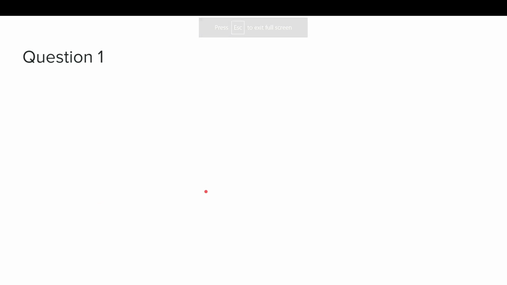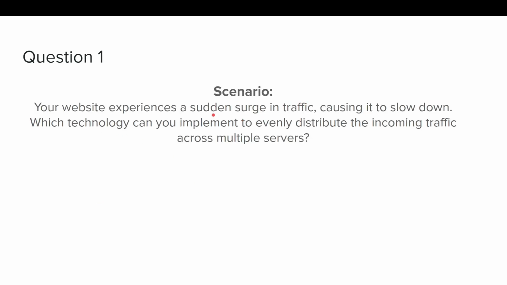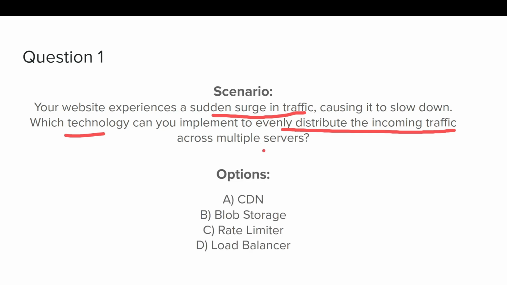Starting with the first question. Your website experiences a sudden surge in traffic, causing it to slow down. Which technology can you implement to evenly distribute the incoming traffic across multiple servers? So you have to talk about which technology, which building block, which component is going to be used. What are the keywords over here? Sudden surge in traffic, like you can think of the Great Indian Festival of Amazon. And then you need to evenly distribute the incoming traffic. So these are the two keywords that you have to understand. We'll be having options also, but you can also think at the back of your mind. What is the correct answer for this?